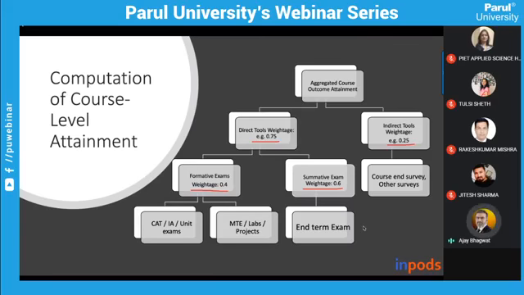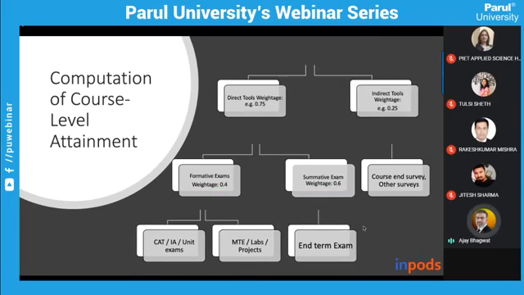Because the attainments coming from indirect tools are very high, 80, 90, 95%, and that's not the real picture, and that's why it spoils the overall computation of the attainment. So there is a tendency of giving as little weightage as possible to indirect tools. I have taken an example of 25%, but even people go below that.